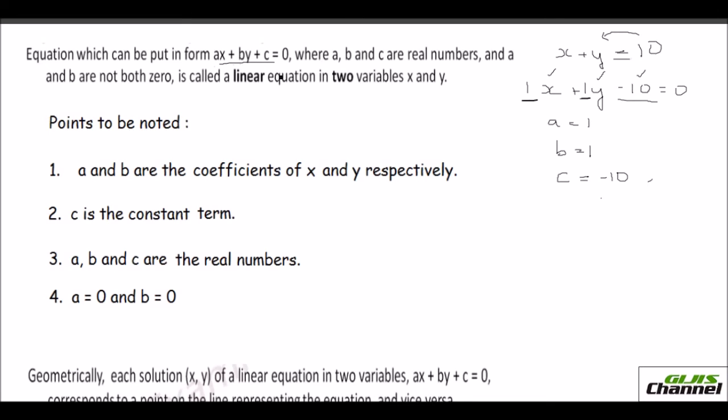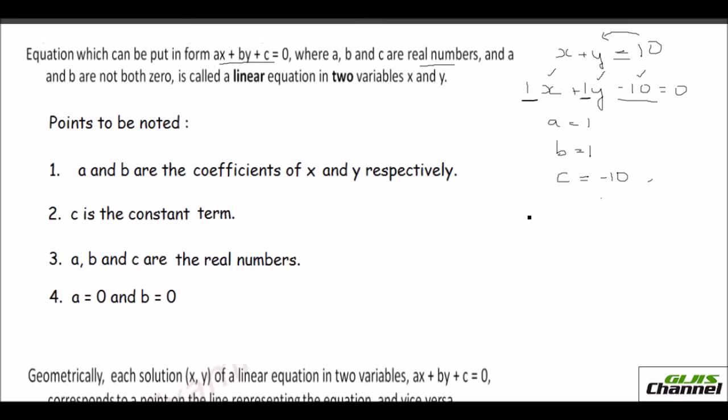So this is what is mentioned here. The general form of a linear equation is ax plus by plus c equals 0. And a and b are the coefficients of x and y, and they are real numbers. And c is also a constant or a real number. And see here, you cannot have a and b as 0.